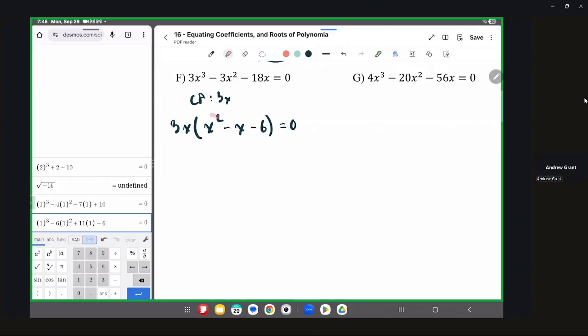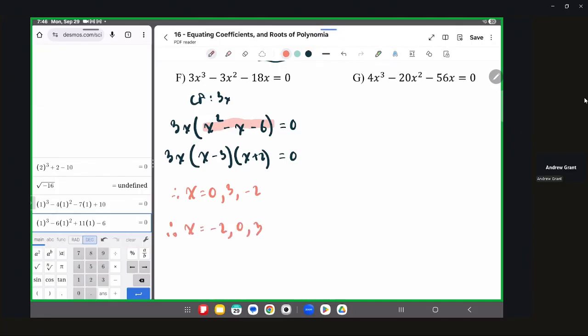We can factor this quadratic, x squared minus x minus 6. What two numbers multiply to make negative 6 and add to make negative 1? Those numbers are going to be negative 3 and positive 2. So we have 3x times x minus 3 times x plus 2 has to be equal to 0. And therefore, x is equal to 0, 3, and negative 2. Or if we want to be polite, we can write these in order, negative 2, 0, and 3.